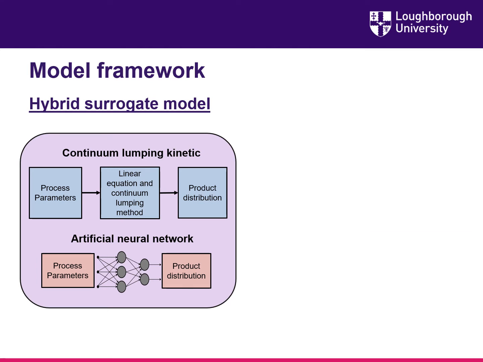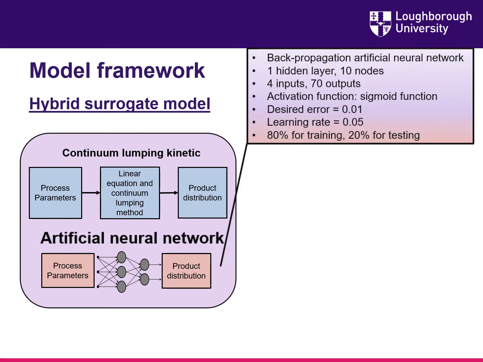The second part of the hybrid model is artificial neural network. A simple backpropagation ANN model with single hidden layer is used in this study, and the hidden layer consists of 10 nodes, and the model has 4 inputs and 70 outputs. The activation function here is the sigmoid function, and the desired error is set as 0.01 with the learning rate of 0.05. And the database is divided into 2 parts, and 80% is used for training and the rest 20% is used for testing. Now let's have a look at the result of this model.